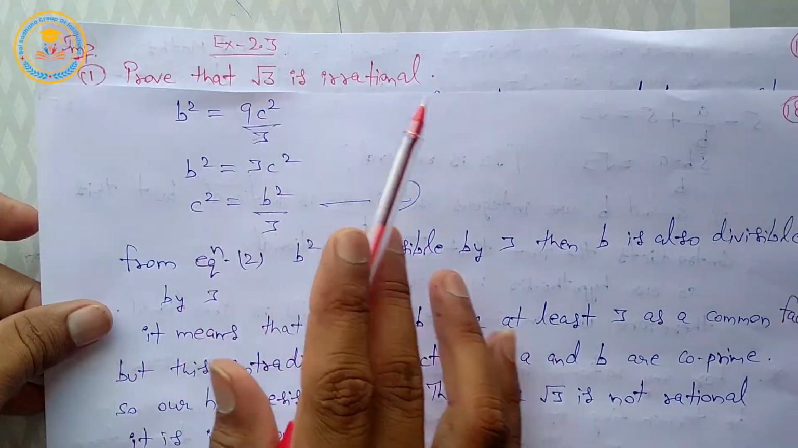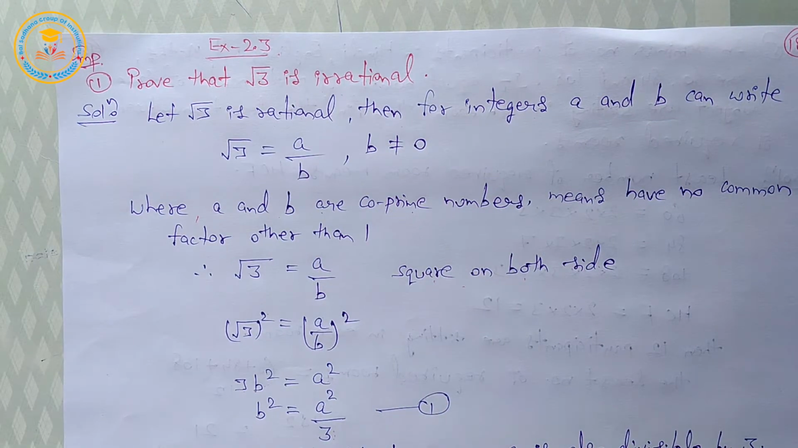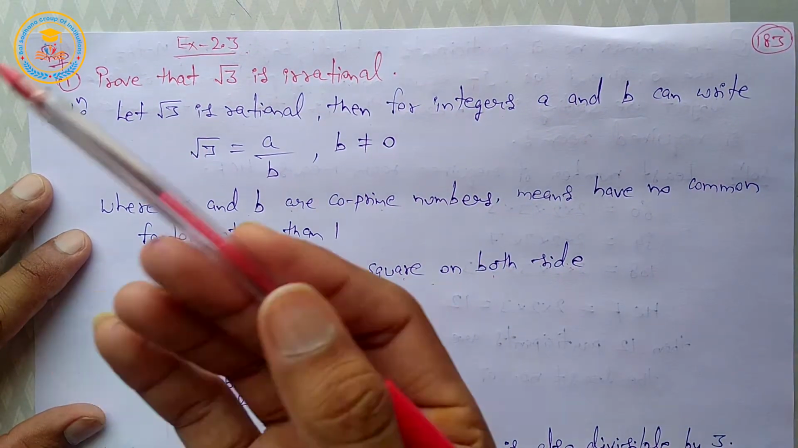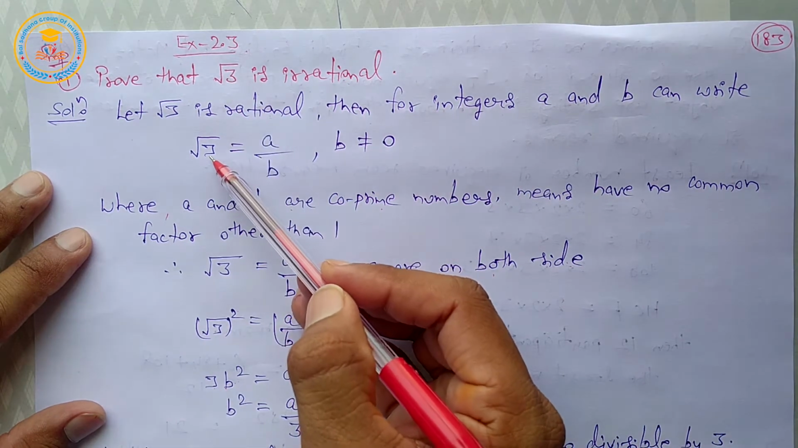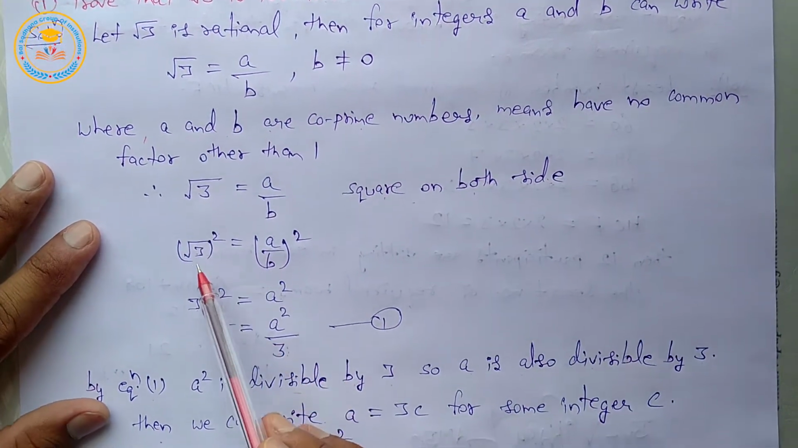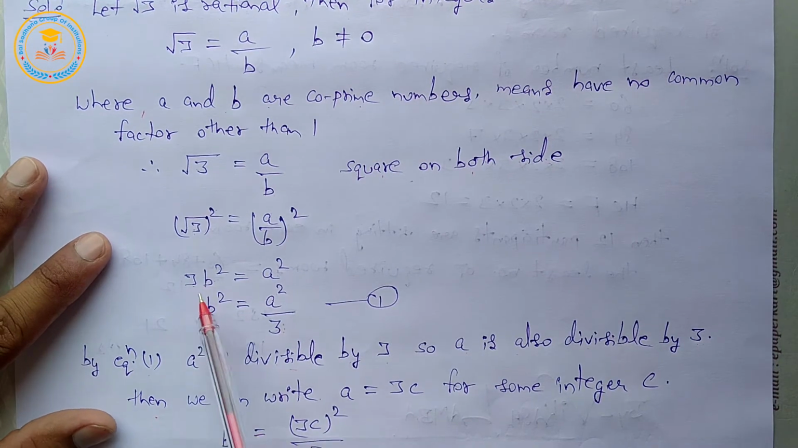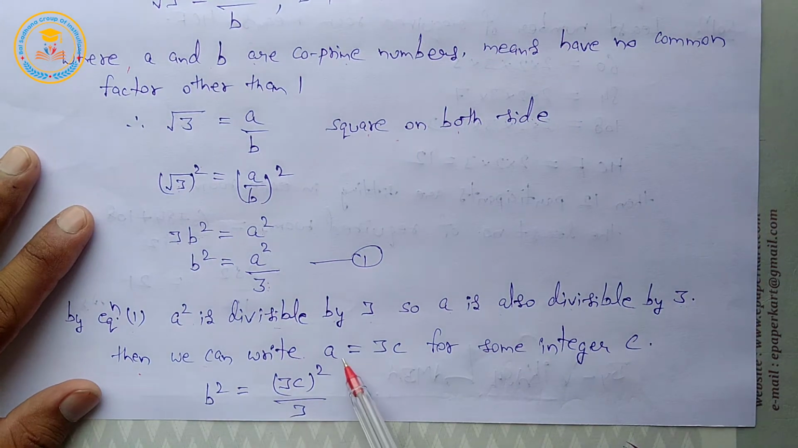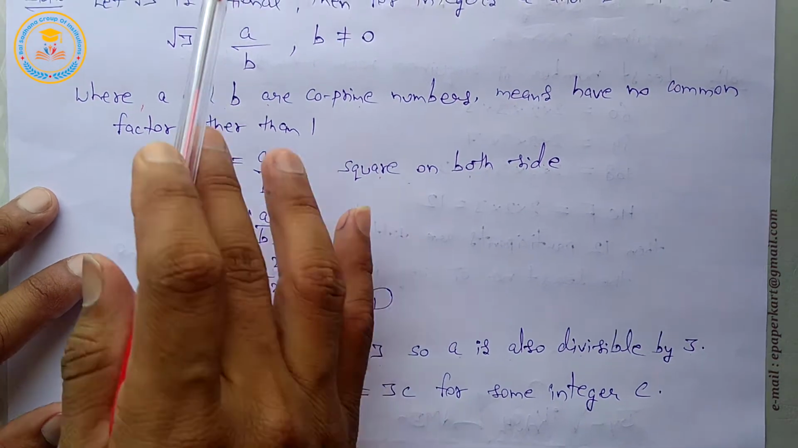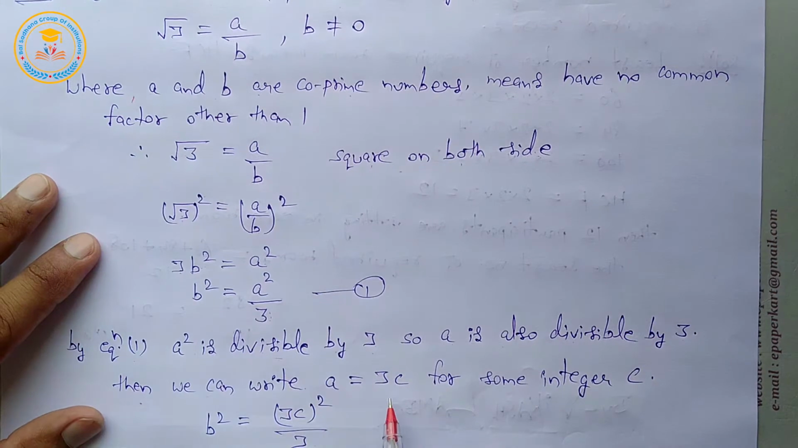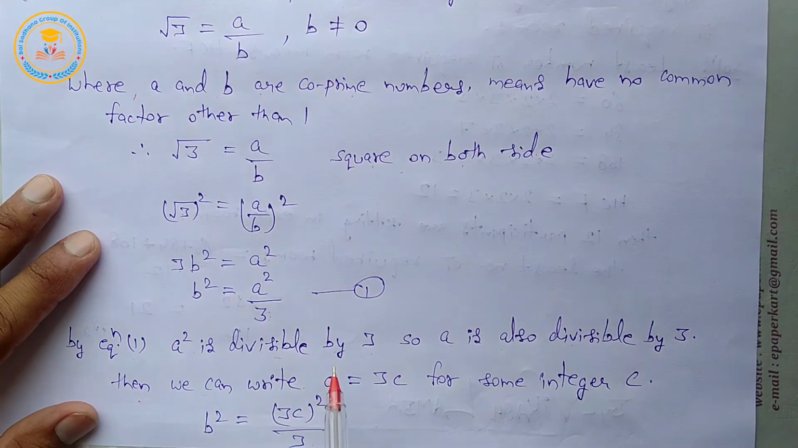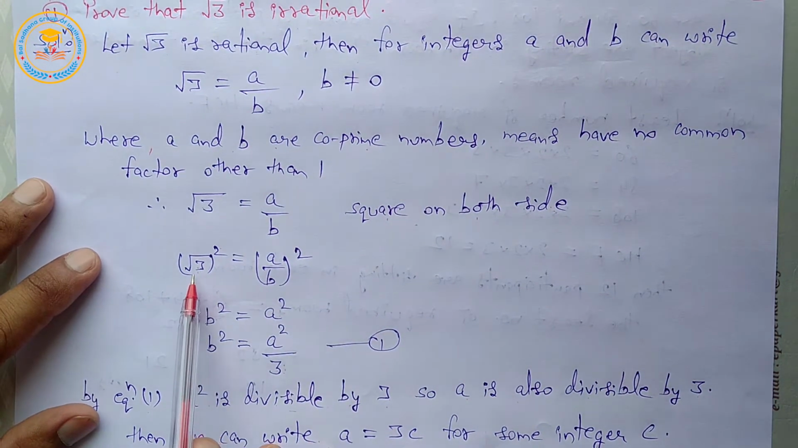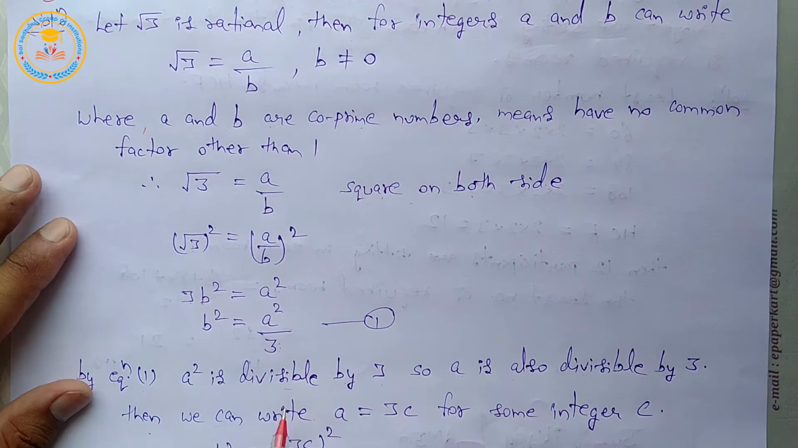Root 2 and root 5. Only change values or numbers. In root 2, the values here become 2, 2, 2, 4, 2. Now we can write a equal to c. Here we write root 3, so we write 3c; in the question root 2, so a equal to c. For root 5, a equals 5c. Only 3 is replaced by 2, and only 3 is replaced by 5.